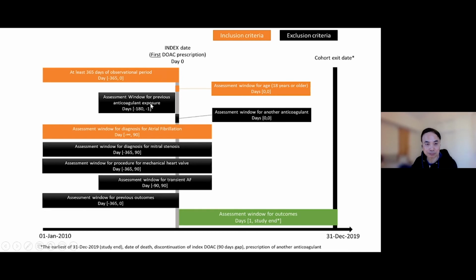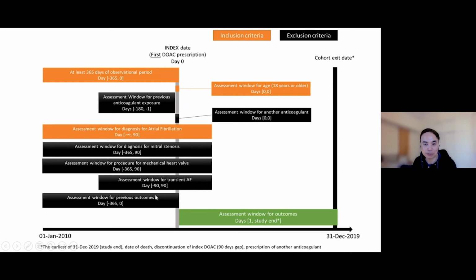That will be the exclusion criteria if they have any other anticoagulant before that, because we want to use the new user cohort. And then we do the assessment of atrial fibrillation. We look into all the past history and also the 90 days before that, because sometimes there's a delay in putting the diagnosis into the record. So we allow the 90 days afterward. We also exclude people who have other causes of arrhythmia. For example, we exclude people who have mitral valve stenosis, and people who have a mechanical heart valve, so they are not the major users of anticoagulant for AF. We also exclude what we call transient AF. Those are the exclusion criteria.